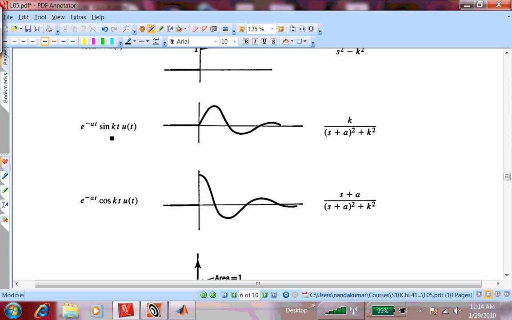E to the power minus a t sine kt. What does this say? It simply says s becomes s plus a. That's exactly what the transformation rule says. Find the transform of the original function, and if it gets multiplied by e to the power a t, then it is simply changing wherever you have s by s plus a or s minus a, depending on the sign of that. Any other questions?